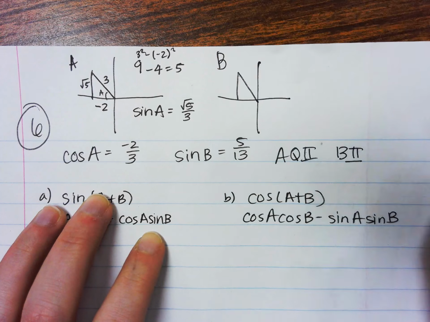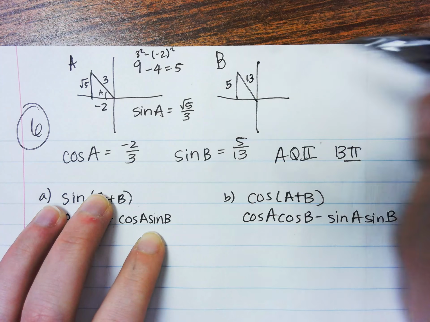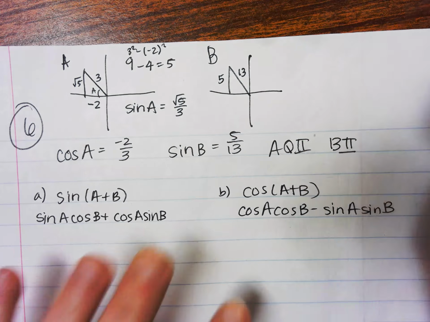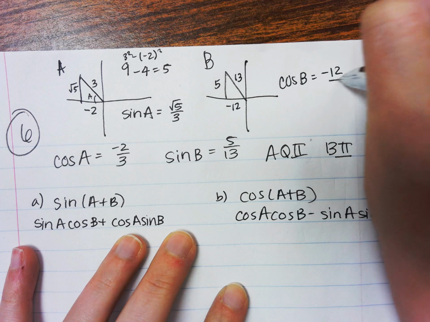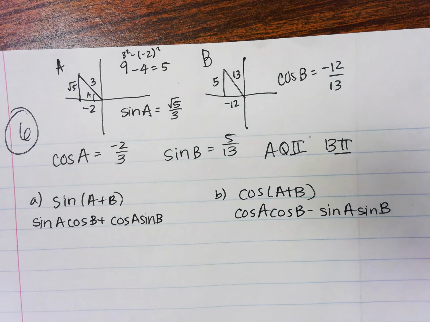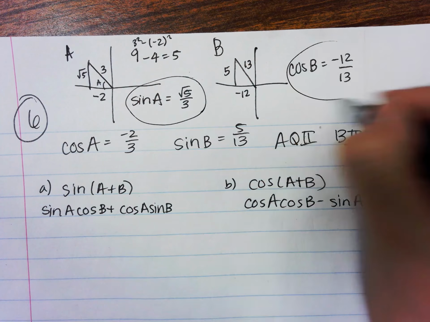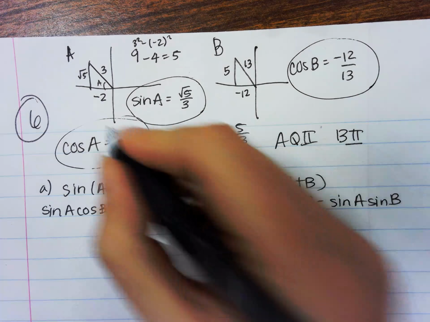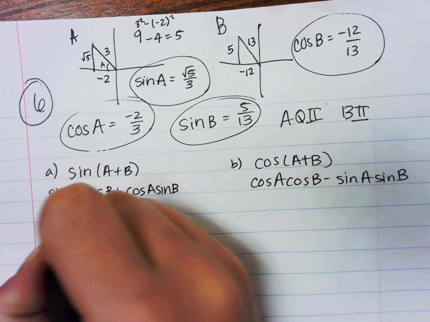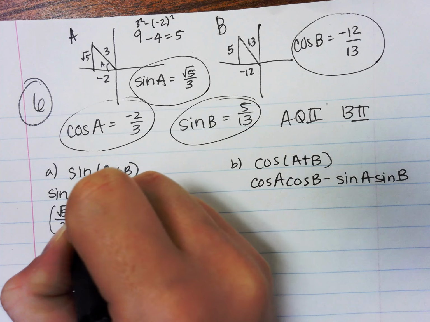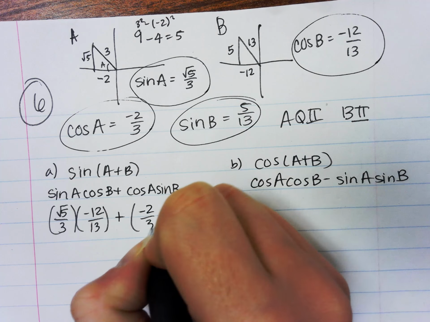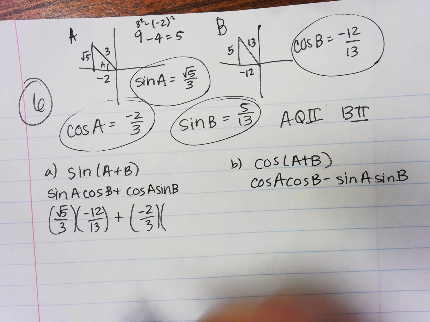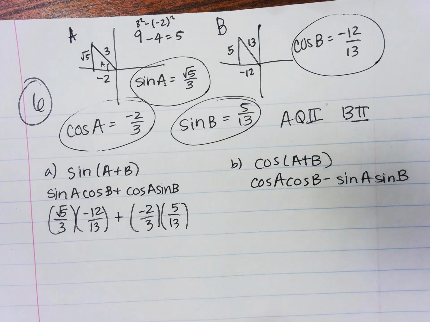And then B, we're doing the same thing, except we have 5 and 13, which is one of our triangles that we know already. So this should be negative 12, which means our cosine of B should be negative 12 over 13. Okay, so now we have all our important pieces of information for us to evaluate our sum and difference. So our sine of A is root 5 over 3. Our cosine of B is negative 12 over 13. Our cosine of A is negative 2 over 3. Our sine of B is 5 over 13.